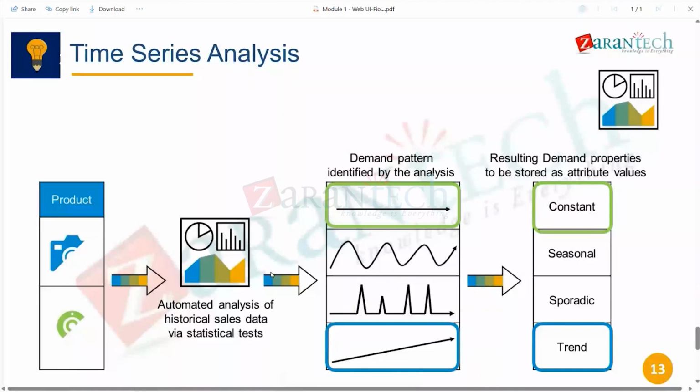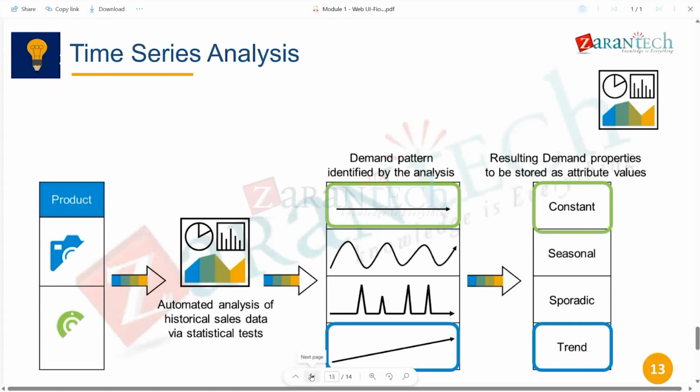And at the end, you get the output, which will help you to understand what type of product behavior this is. Is this a constant product? Is it a seasonal product? Is it sporadic? That means the order is coming once a month or once in 6 months based on the business, or it is a trend line. A trend line basically shows whether your requirements are increasing, that means it is trending upwards, or whether your forecast or the requirements are decreasing, that means it is trending downwards. So time series analysis is an extremely simple analysis. It just uses simple data sets of past historical data and gives you the future forecast.